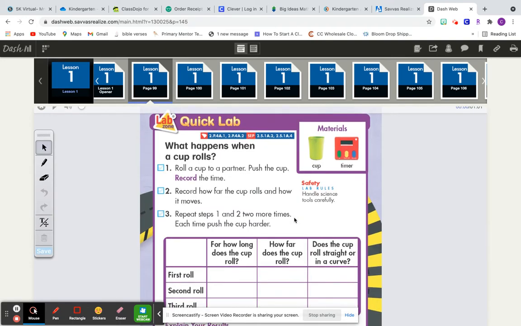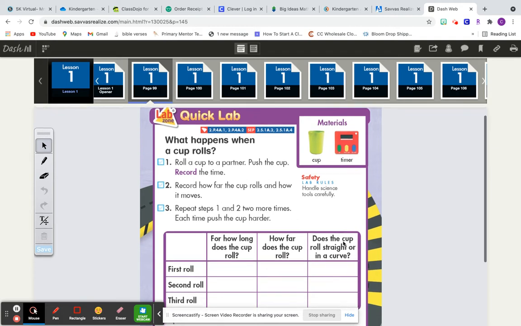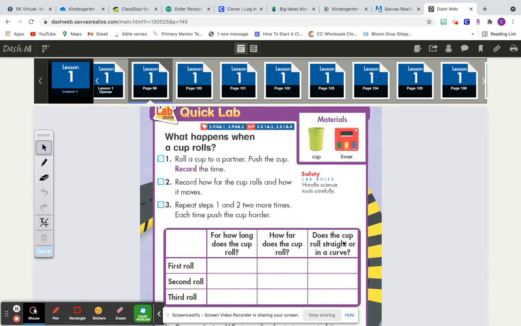All right, this quick lab, I'll have more information posted on it tomorrow, but this is what you will be doing tomorrow for your assignment. You're going to do this at home. All you need is a cup and a timer, and you should be able to find a timer on your computer. There are timers on your phones, iPads. It should not be an issue to find a timer. But I will explain more about this. This is going to be your assignment for tomorrow.